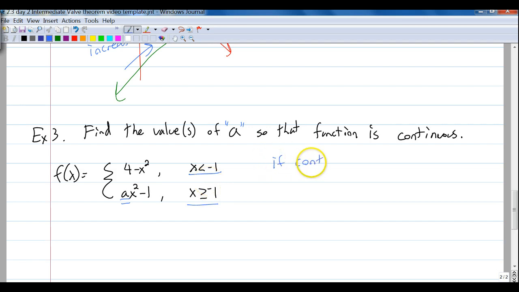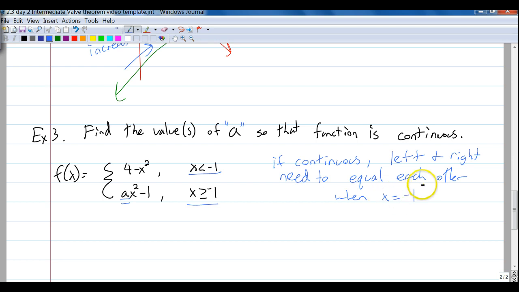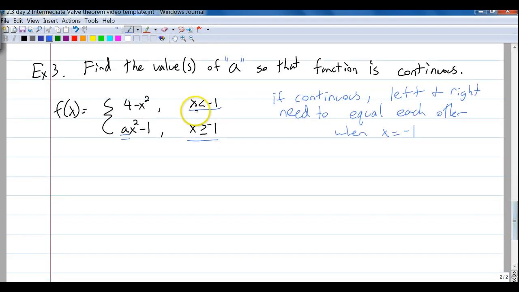if it's continuous, then the left and right need to equal each other at -1, when x is equal to -1. So if we look at the left-hand limit, that means all the values from the left, which is this one, but we're going to figure out what the value is at -1 there, so it's 4 minus -1 squared. And we want this to equal a times negative 1 squared minus 1.